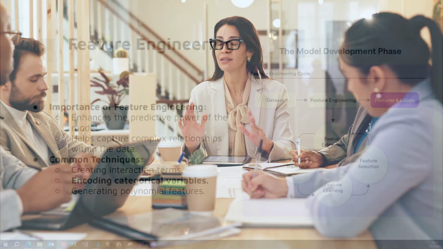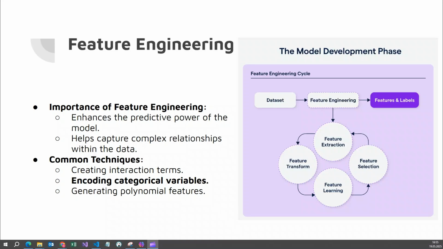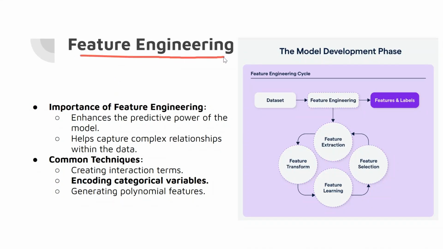What is feature engineering? Feature engineering is an important step in building a machine learning model. It helps the model make better predictions. Good features show hidden patterns in the data. This helps the model learn better.